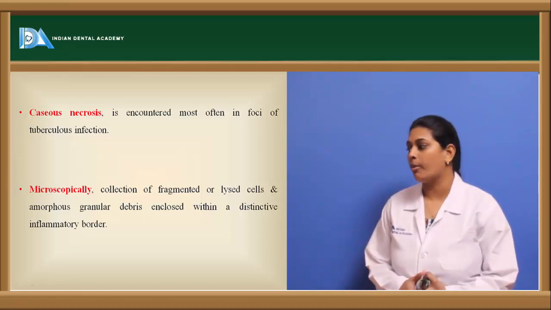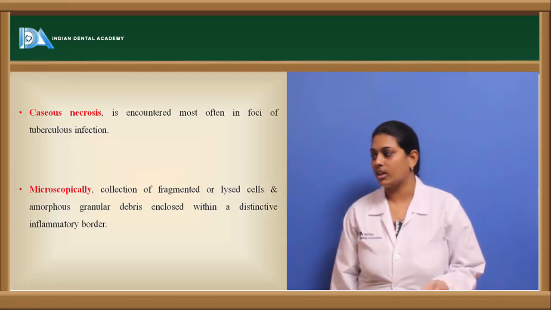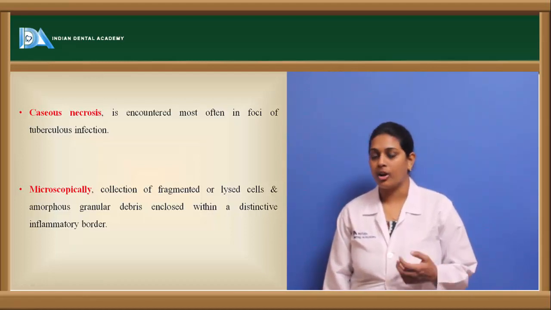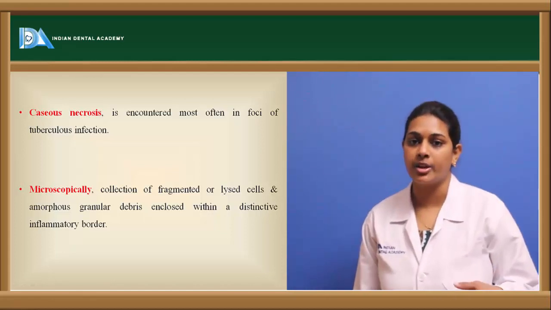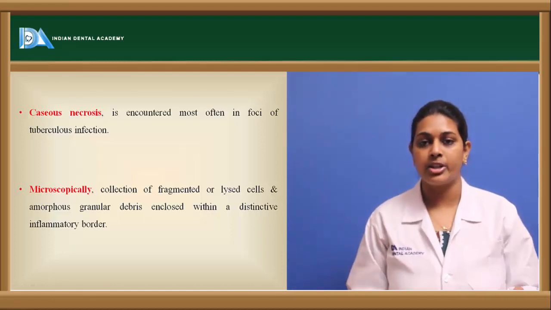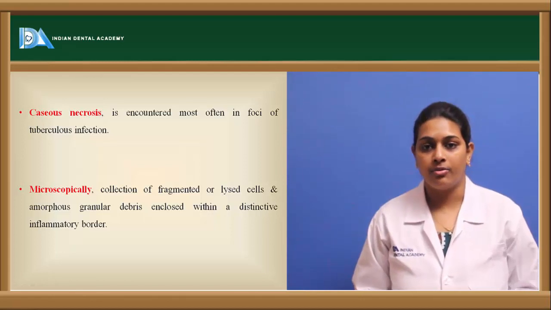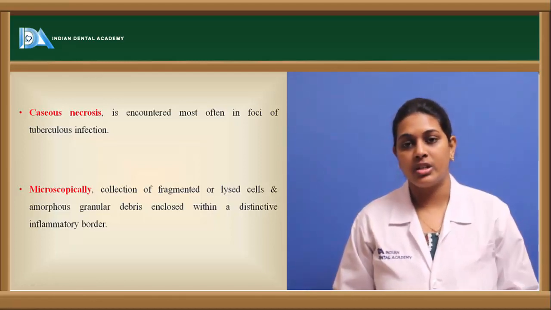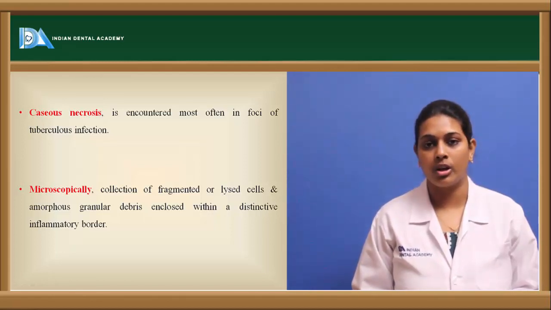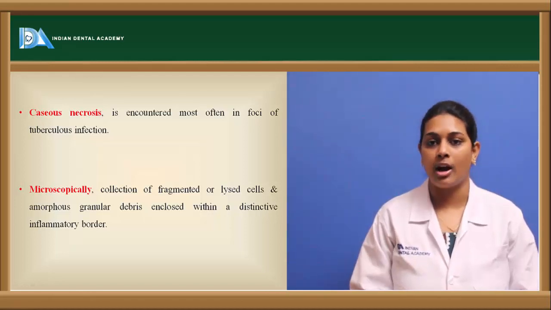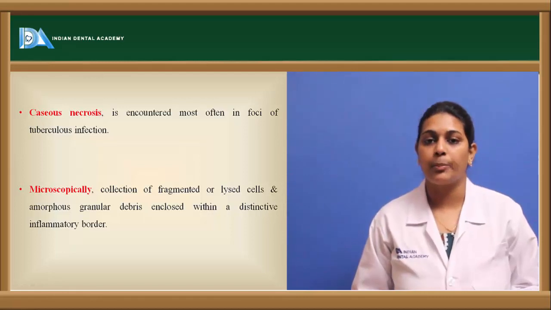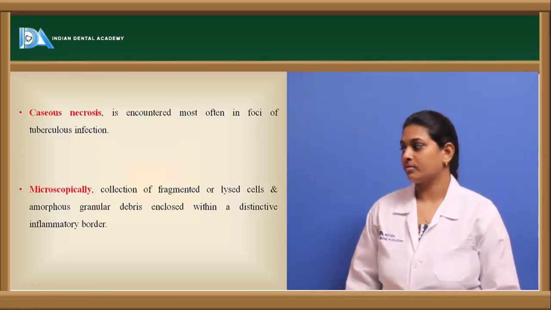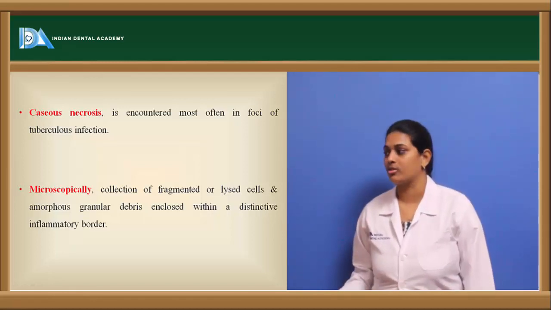They accumulate together and form a collection of fragmented or otherwise lysed cells, and they form amorphous granular debris, and they are enclosed within an inflammatory border. An inflammatory border, which may constitute infiltrating leukocytes or polymorphonuclear neutrophils, keeps surrounding this collection of lysed or dead cells and gives an appearance of a granuloma. This is what is caseous necrosis.